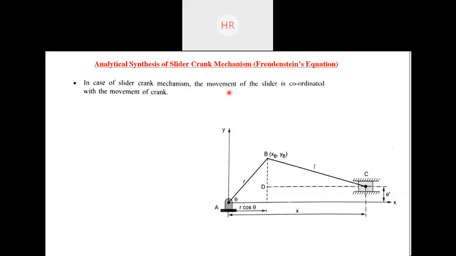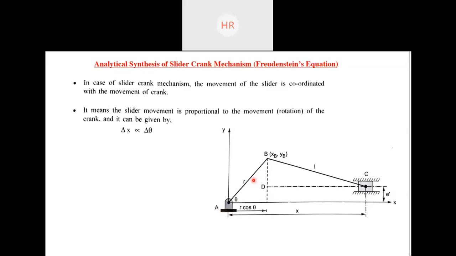So its movement is coordinated with movement of crank. So we can write this: delta x is proportional to delta theta. Means the slider movement is proportional to the movement of the crank or rotation of the crank. Any movement of the slider is proportional to the rotation of this crank.